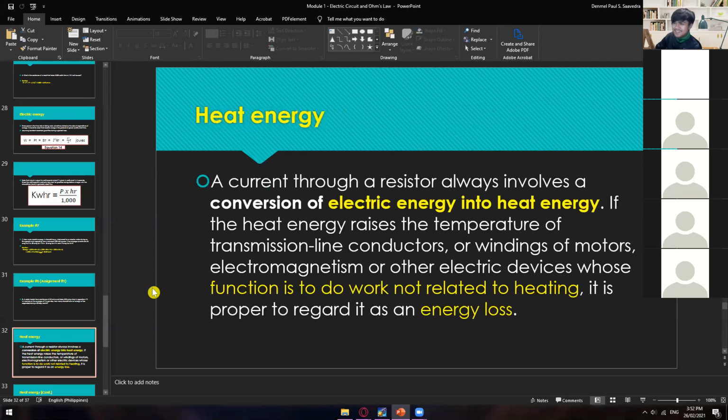Anyway, okay, so let us now move on to heat energy. Current through a resistor always involves a conversion of electric energy into heat energy. So that is one disadvantage of using a resistor. Yes, it is limiting the current, but at the same time, it can also affect the performance if the resistor is overloading already. It can melt the component itself, especially if it cannot handle the high current that is passing through that resistor.